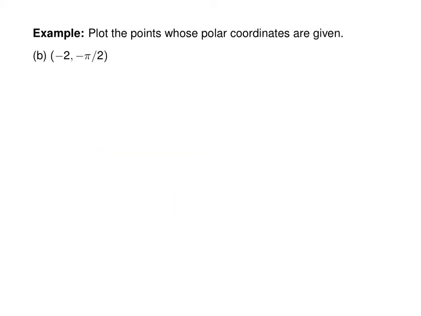Now the point (negative 2, negative pi halves). There's my origin. So I go down, or backwards, like clockwise, pi over 2, and then I reflect that up, which makes this point. So there is the point (negative 2, negative pi halves). And another way to express that would have been (2, pi over 2).